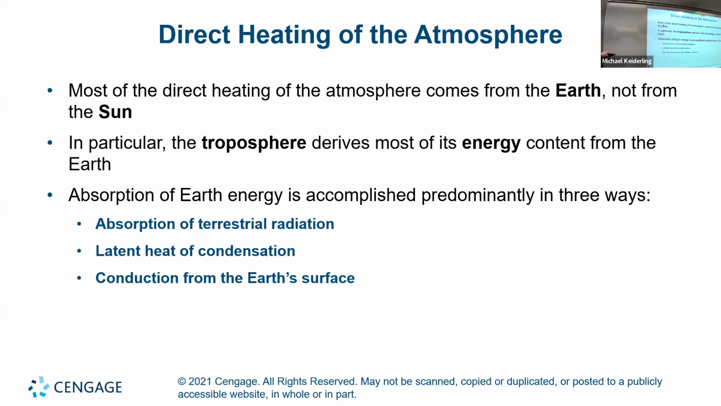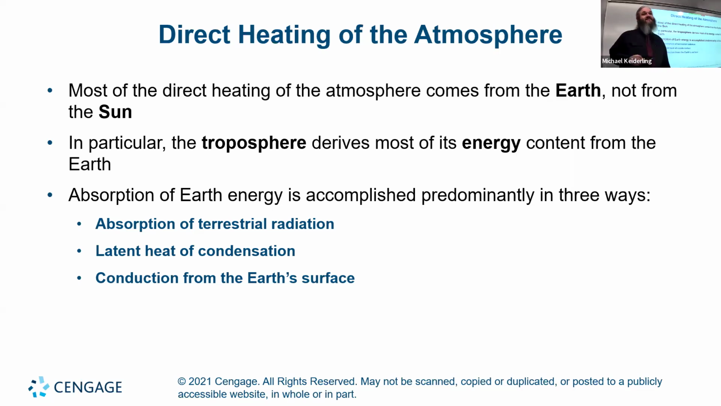Now, most of the direct heating of the atmosphere comes from the Earth and not from the sun. In particular, the troposphere, the layer of the Earth that we live in, gets most of its energy content from the Earth. And the absorption of Earth's energy is accomplished predominantly in three ways. The Earth heats up and emits radiation, infrared light, and that is absorbed, the absorption of terrestrial radiation. This is absorbed primarily by carbon dioxide and water vapor. Those are two really good at absorbing infrared radiation.